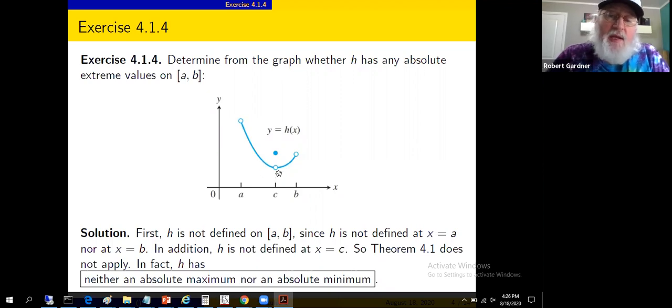Same thing over here. It kind of wants to, thinking anthropomorphically again, which means I'm thinking about limits. It wants to take on the y coordinate of this point here. But it doesn't because they poked a hole in it and made it take on some other y value. So it has neither a max nor a min. Granted, it's always below this level, it's always above this level, but it never takes on the y value corresponding to this level, and it never takes on the y value corresponding to this level. It has neither an absolute maximum nor an absolute minimum.